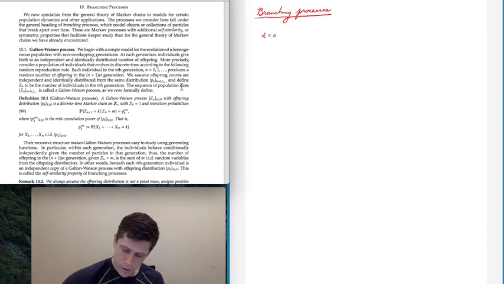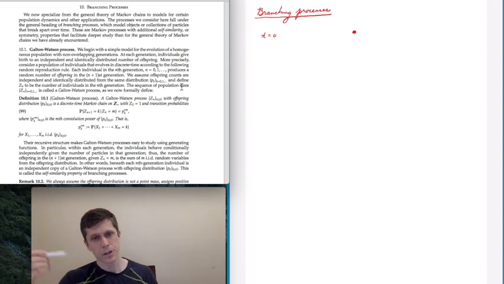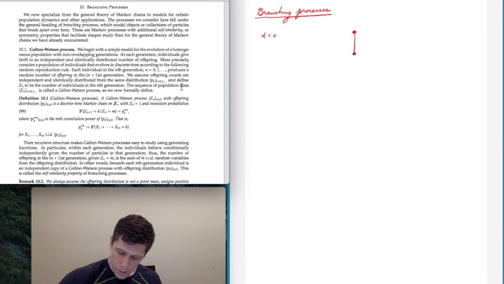What we imagine happening is we start at time zero with a particle. That particle evolves generation after generation by branching or splitting into some random number of identical particles. Maybe in the first generation, the particle splits into two.